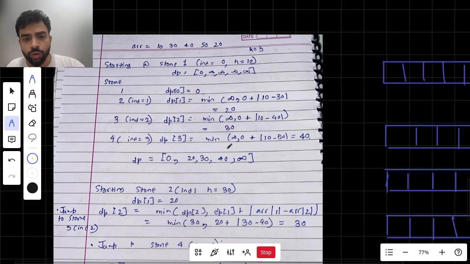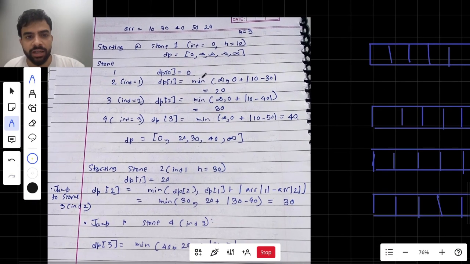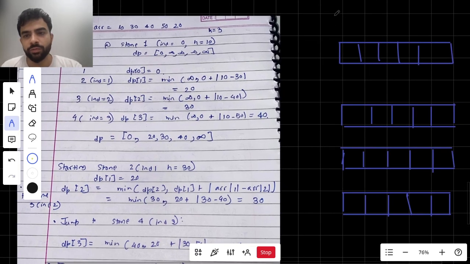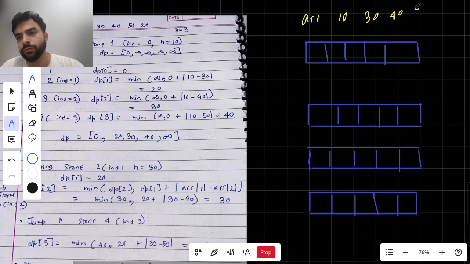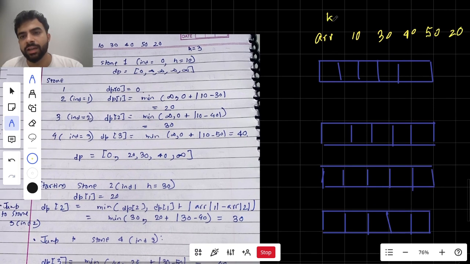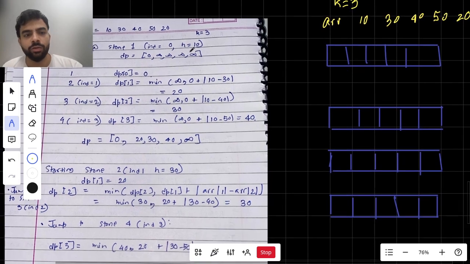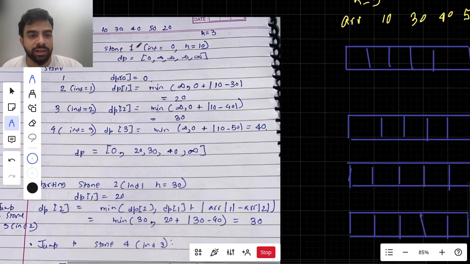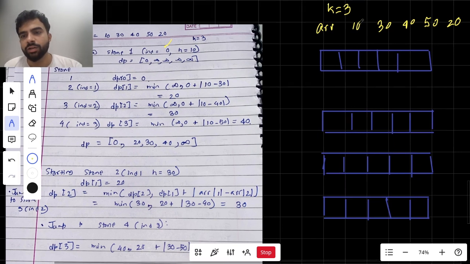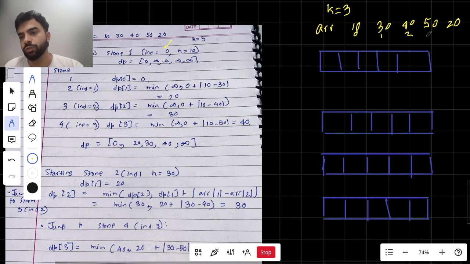Let us just start from stone 1. So I can write my array as 10, 30, 40, 50 and 20. I have this array and my k value is 3. Now what it is saying is that we have to start at stone 1, which is index 0. Stone 1 means index 0, so I can write the indices over here: 0, 1, 2, 3, 4.